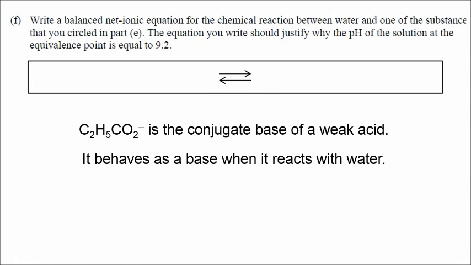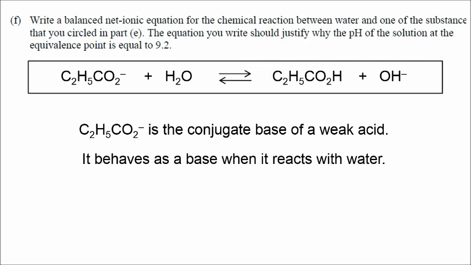So because the propanoate ion is the conjugate base, it's going to behave as a base, and this equation will justify why the pH is greater than 7 at the equivalence point. We're going to produce the original propanoic acid molecule, but we also produce hydroxide ions, and that's why the pH is higher than 7 at the equivalence point. This is not a neutral salt, this is a basic salt.